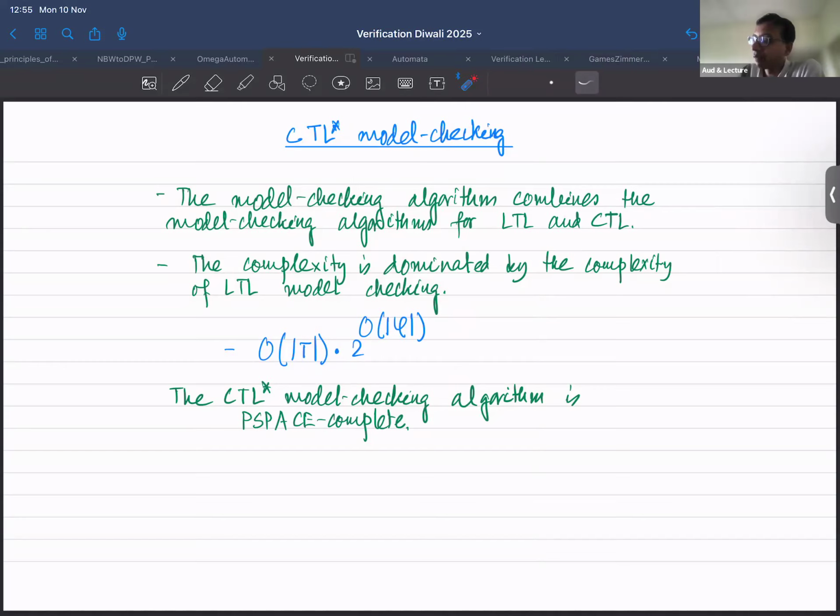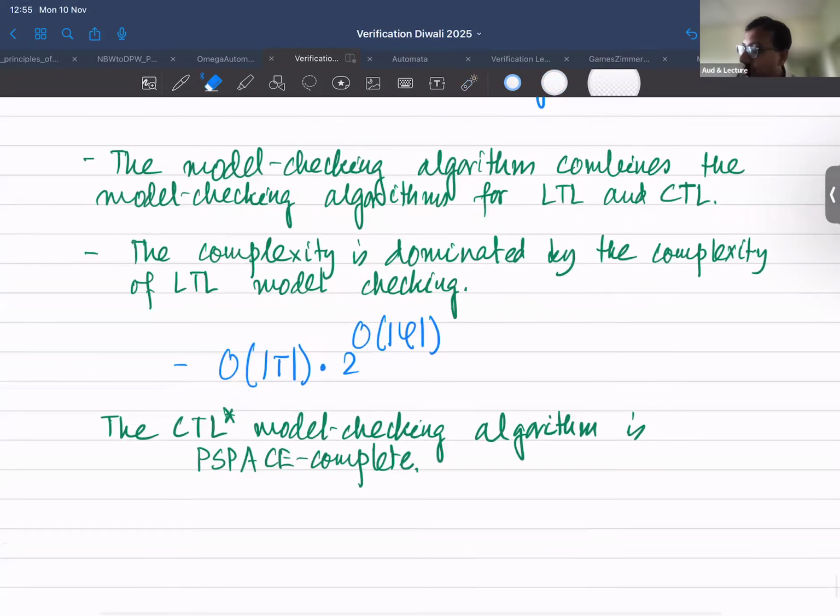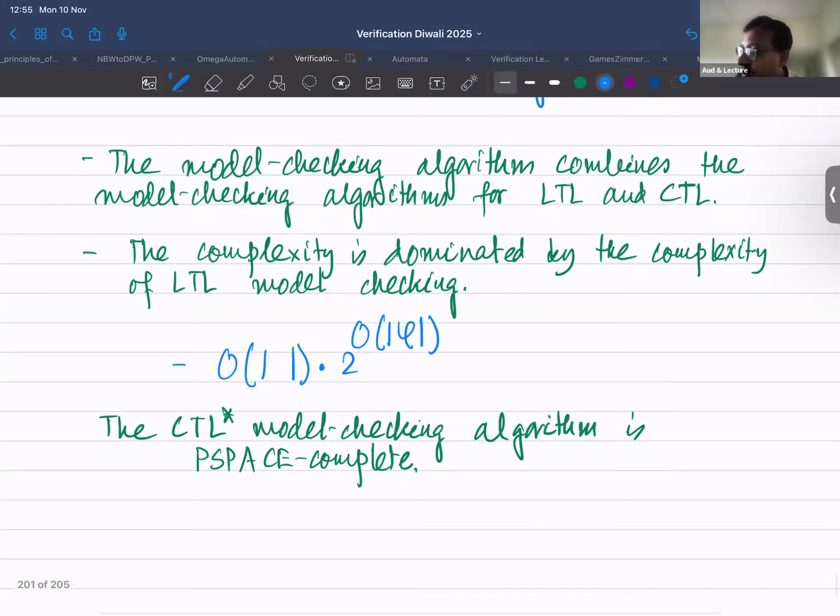And if you recall, this comes from the, here I'm using K. So I wrote T for a transition system, but essentially K for a Kripke structure. So this is the complexity of the LTL model checking, right? And pretty much, this is the complexity of the LTL model checking as well. Okay, and that is that.